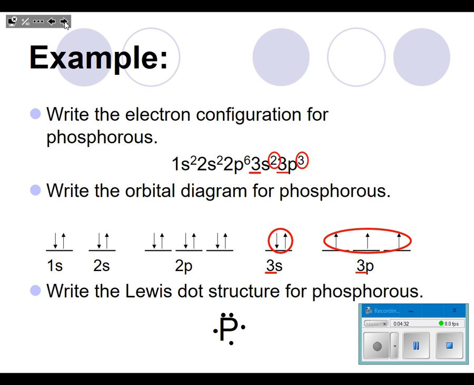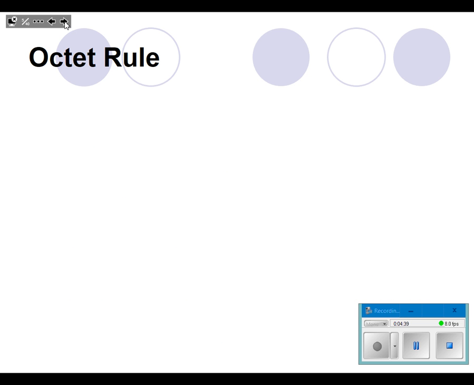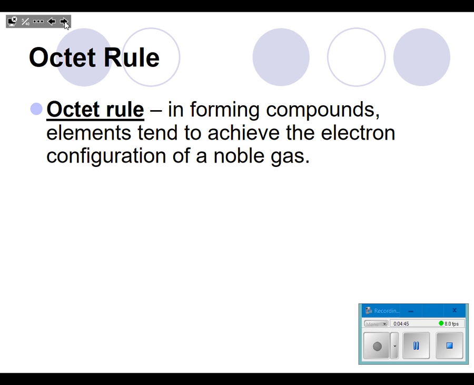So we would have 5 dots around it. Okay, and remember, the dots represent just the valence electrons. Now, as we continue on in this particular unit, we'll talk about the octet and/or the duet rule. The octet rule is when forming compounds, elements are going to tend to achieve the electron configuration of a noble gas. And that is because they either want to lose electrons, or they want to gain electrons, or they want to share them.